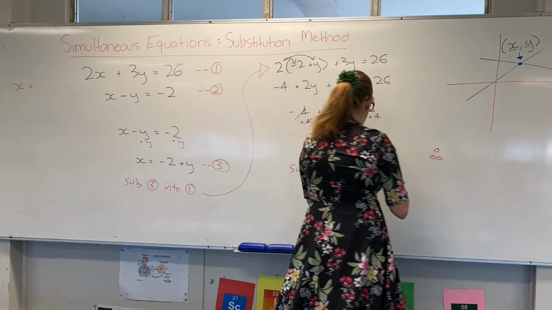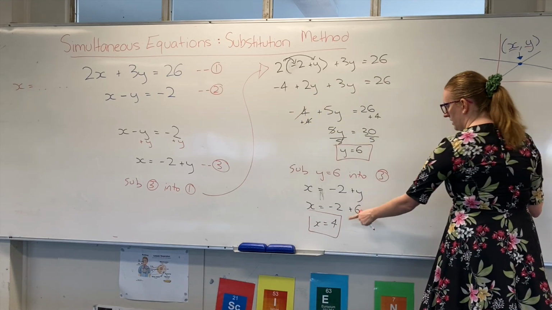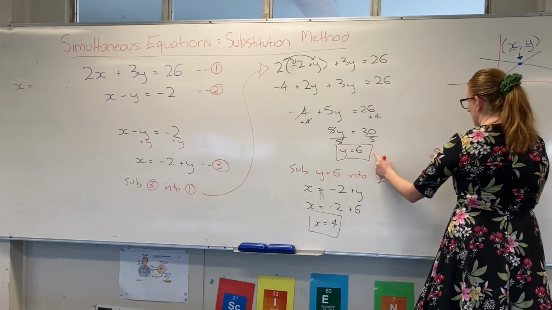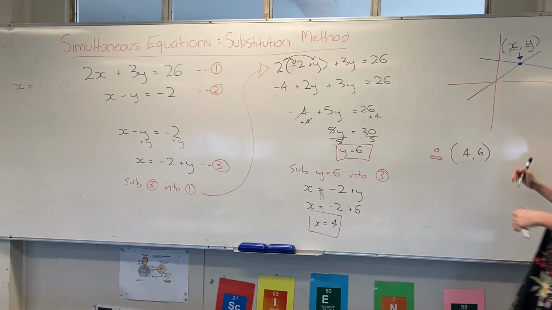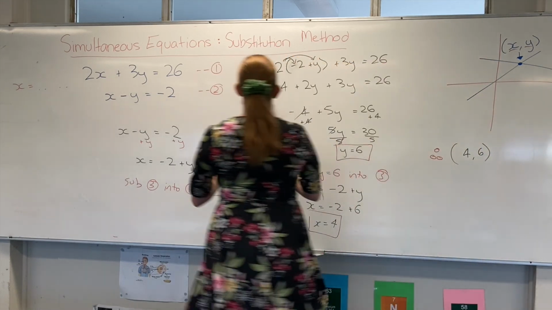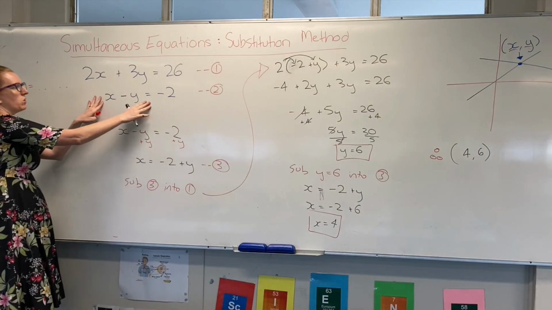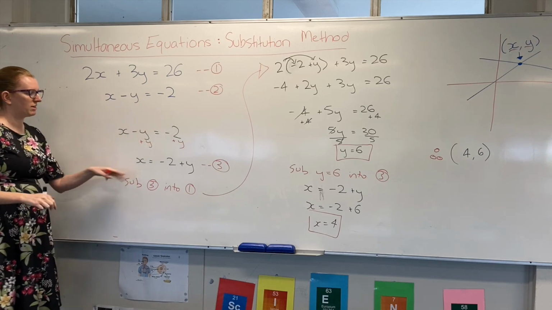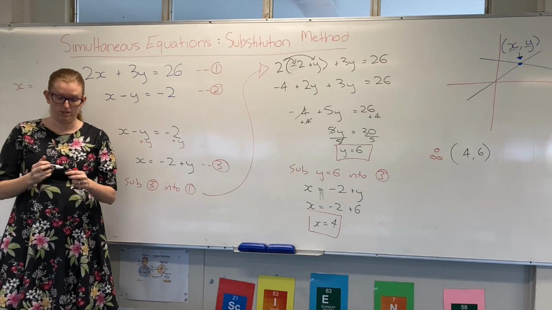Therefore, x comes before y, so it's 4, 6. There's my answer. What we did was we had to convert this equation into one where x is the subject. There we go, substitution method.